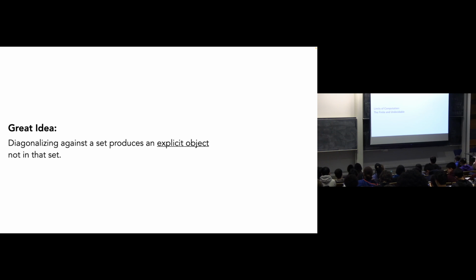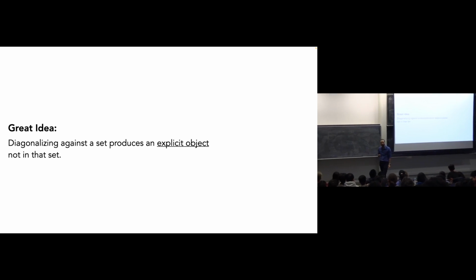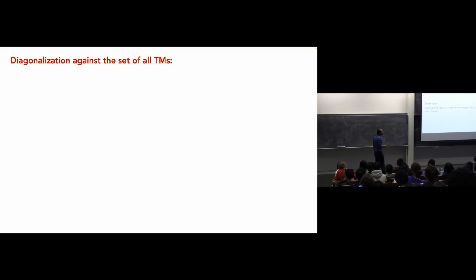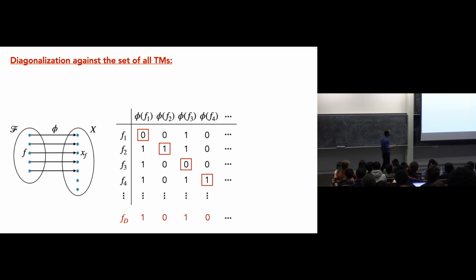Okay, so this now brings us to limits of computation, the finite and undecidable. Some language which I can describe to you in a finite way, but it's going to be undecidable. And the great idea that we're going to use is that diagonalization produces an explicit object not in that set, and I'm going to try to use this. So let's come here. There are various ways you can approach this. You can directly diagonalize against the set of all decidable decision problems. You can try to diagonalize against the set of all semi-decidable decision problems. It turns out to be a bit more convenient to actually diagonalize against the set of all Turing machines rather than the decision problems directly. So this is what I'm going to do.